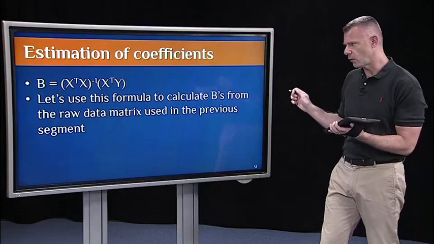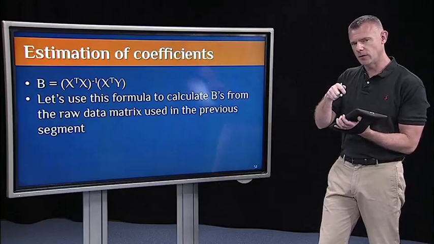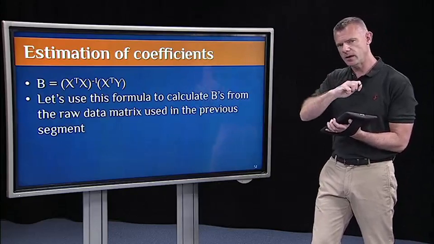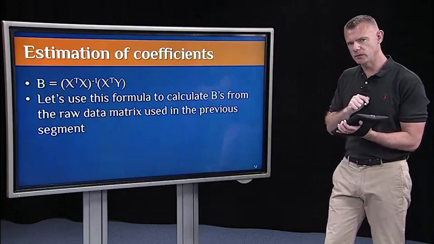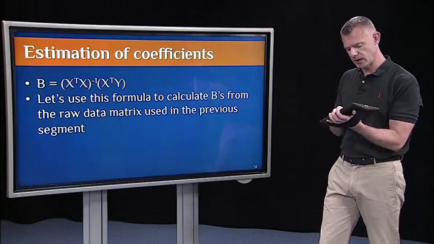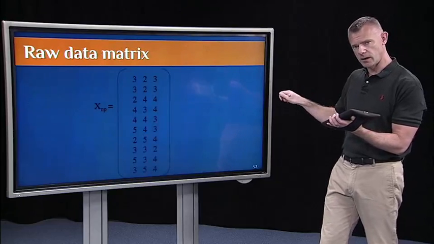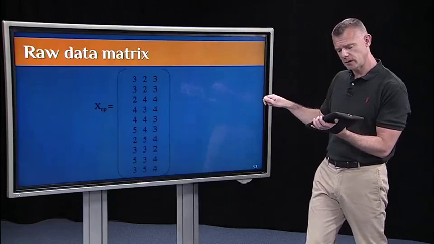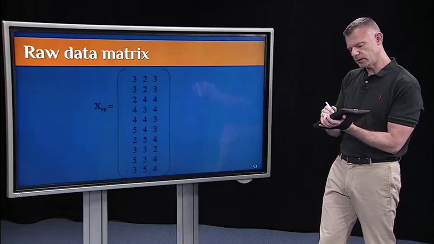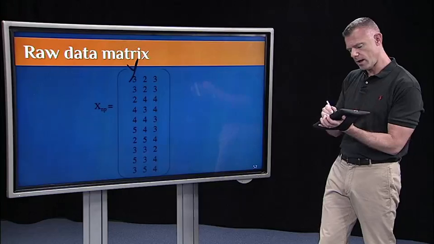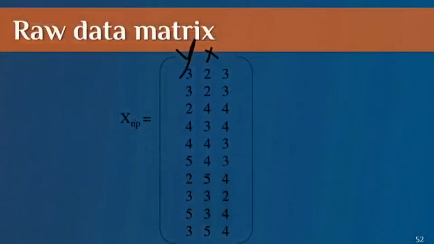So let's use that formula to calculate the regression coefficients from the same data that we used to illustrate matrix algebra. So here was the raw data matrix. And what I'm doing is I'm going to consider this first column y, and then the next one x1, and the next one x2. Because we need one of the variables to be the outcome measure.